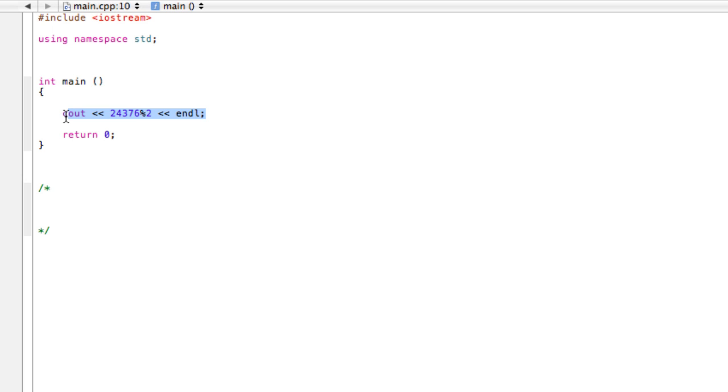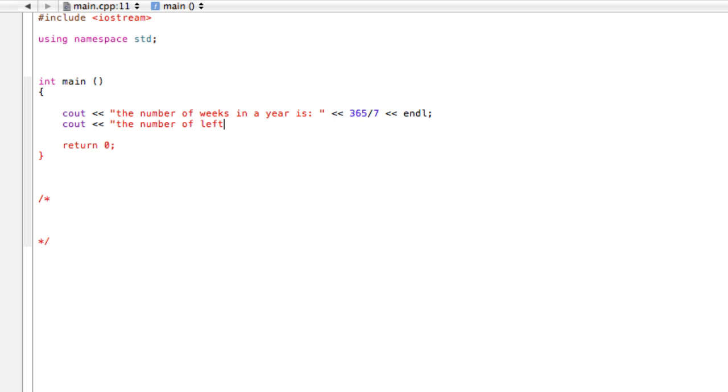Maybe something a little more practical is finding out how many weeks there are in a year, because it doesn't really go in evenly. It's not a perfect 12 like months. So let's say cout, the number of weeks in a year is, and make sure we make this a string. That was my bad. Then we can say there are 365 days and 7 days in a week, and then we'll end the line. Then again cout, the number of leftover days in a year is, we'll finish that string, and then 365 modulus 7. We'll end this line too.